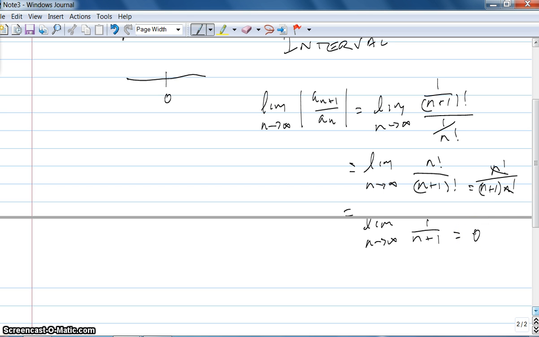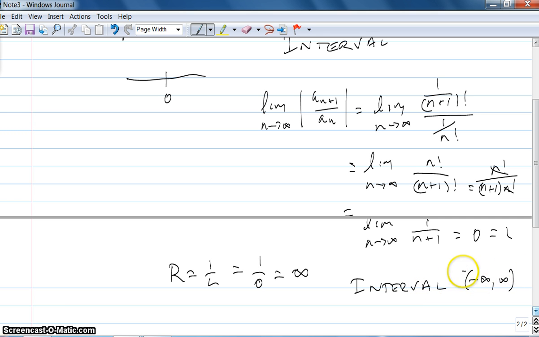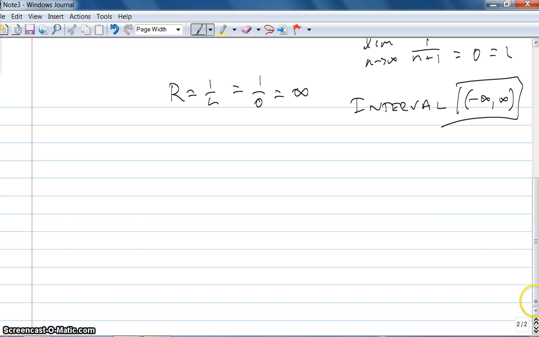That limit is 0. So what did we say about radius? The radius is equal to 1 over L, where this limit is L. So I have 1 over 0, so that's infinity. Okay, so we had this center point of 0, and now the radius is infinity, so my interval is from minus infinity to infinity. And no need to check the endpoints, because the infinities are the endpoints. Okay, so continue on.